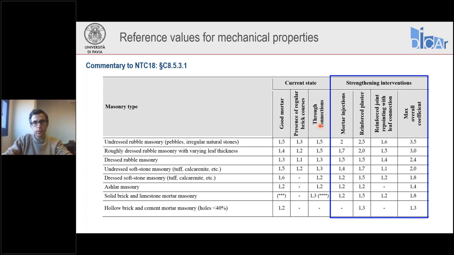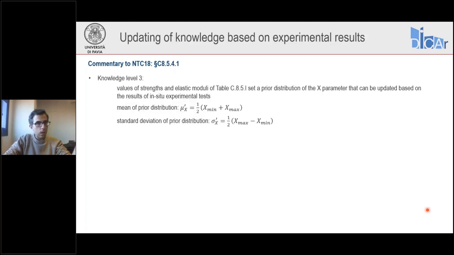If masonry has some strengthening interventions, you can again use the same values of the table, but applying another set of correction coefficients. The second issue regards the possibility of updating the knowledge of the material properties based on experimental results. At the highest knowledge level, knowledge level 3, you have information on mechanical properties coming from the table that I was discussing before, or from code standards, and also information coming from the tests, because you performed some experimental tests. So the idea is to use both, to combine the information, and that can be done by a strategy which is called Bayesian updating.